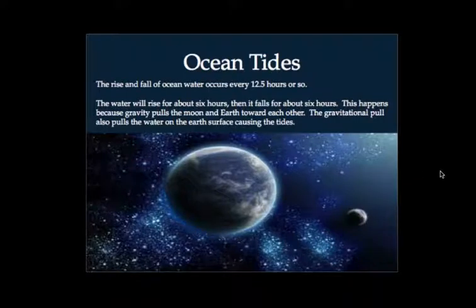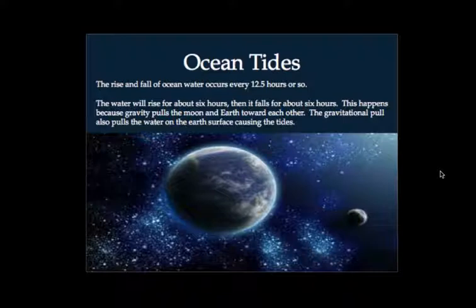Okay, I'm going to talk to you guys about ocean tides and how the gravitational pull of the moon affects that high and low tide. About every 12 and a half hours, you're going to have a rise and fall of the ocean water, creating a high tide on the rise and a low tide on the fall. The water's going to rise for about 6 hours, and then it's going to fall for about 6 hours, and so that's where that 12 hours comes from in terms of that full cycle.